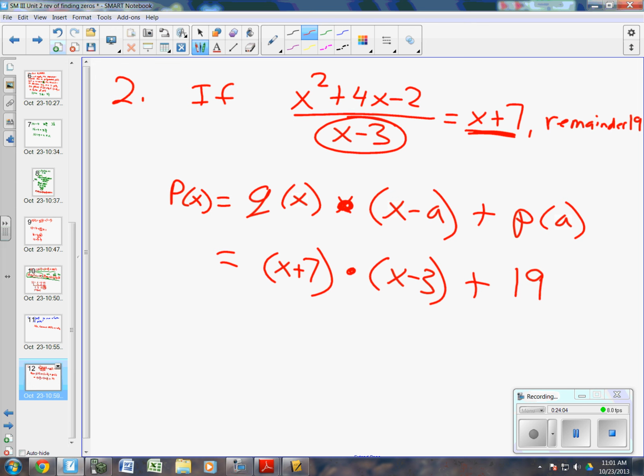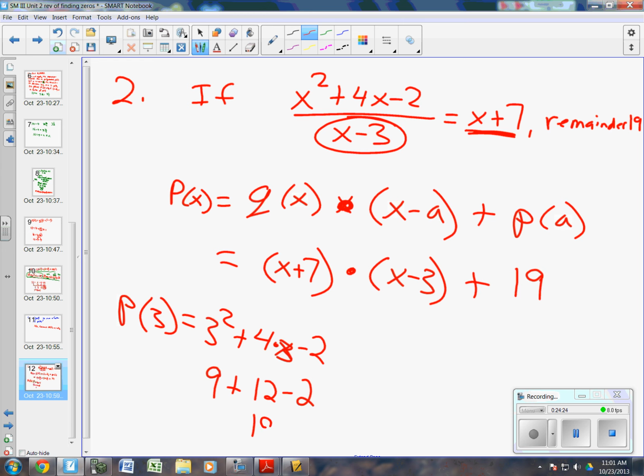Well, if you put 3 into this, if you did P of 3, so 3 squared plus 4 times 3 minus 2, you should get 19. So 3 squared is 9, 4 times 3 is 12, minus 2. So 9 plus 12 is 21, minus 2 is 19. That's your remainder. Does that make sense?